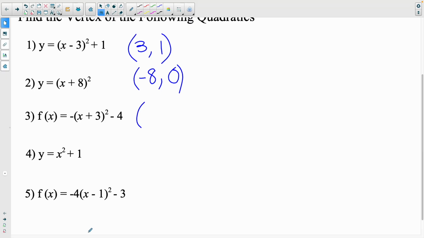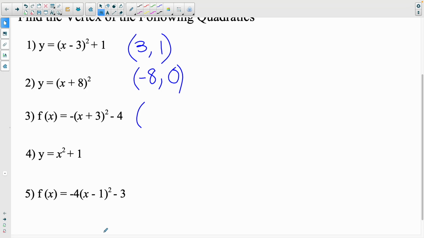Wait, so we change the positive to negative? Yeah, only for the x-coordinate. Only for whatever's next to the x. So negative 3 becomes positive 3, but anything outside the parentheses stays. Okay, so only changing the x-coordinate to the opposite.